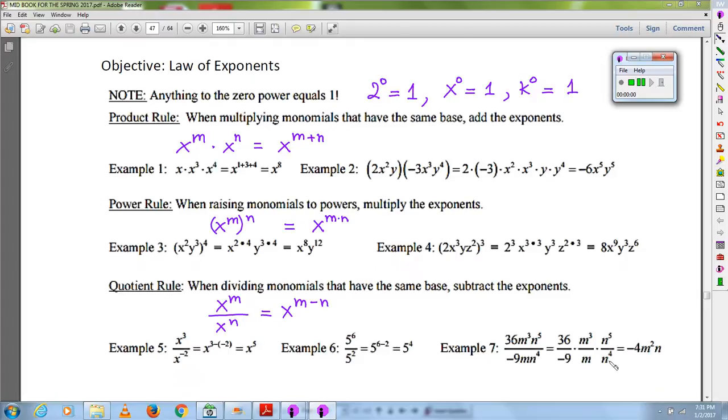So now we go back and we just need to simplify. 36 divided by negative 9 will give us negative 4. m to the power 3 divided by m, we subtract the exponents. So 3 minus 1 gives us m squared. n to the power 5 divided by n to the power 4 will give us n to the power 1. If 1 is the exponent, you don't have to write it down.